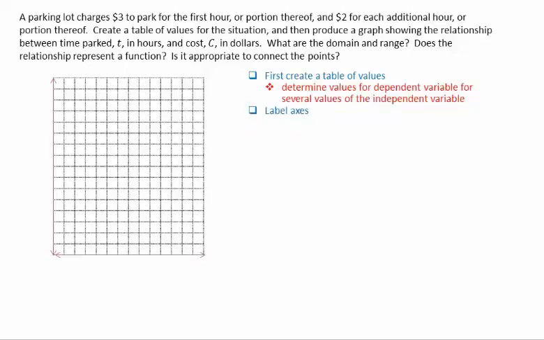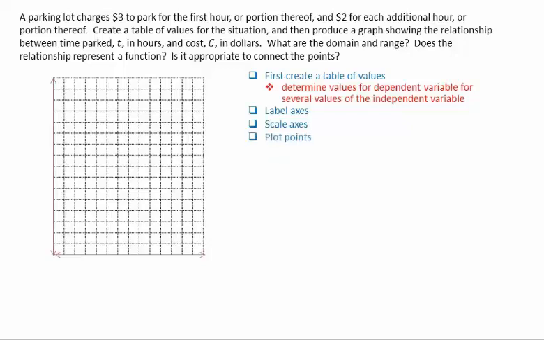Make sure that the independent variable, the time, is plotted along the x-axis, and the dependent variable, the cost, along the y-axis. We then scale the axes. We want to make sure that we can fit all of the points on the grid provided, but also use up as much of the space as possible.